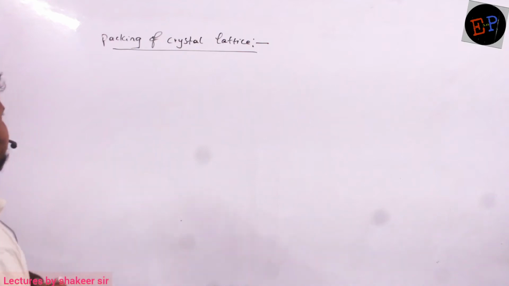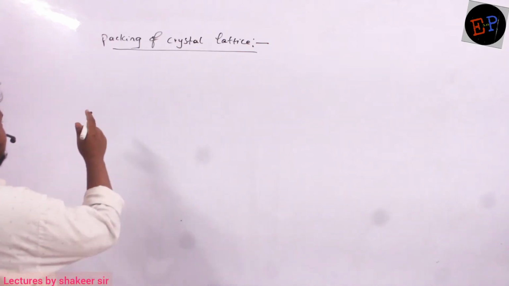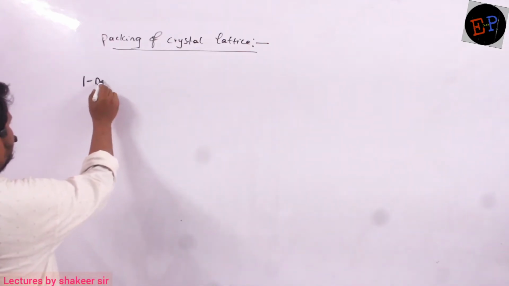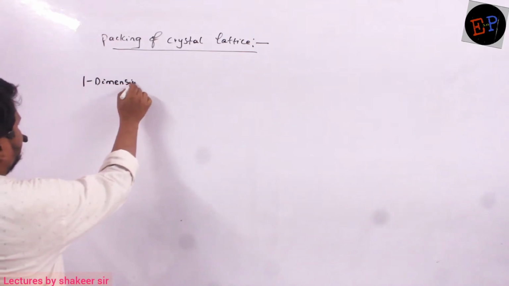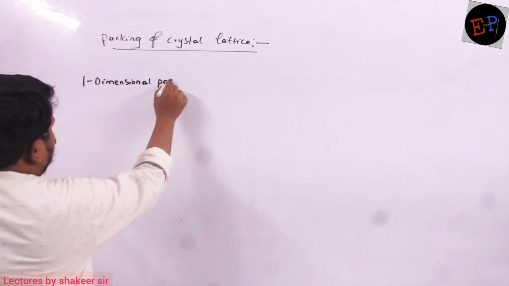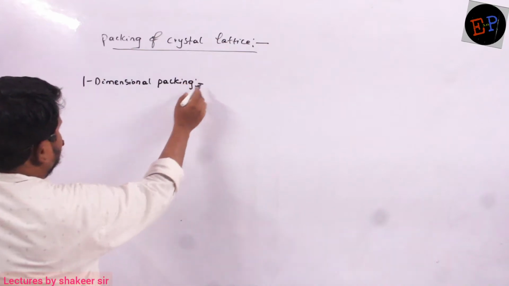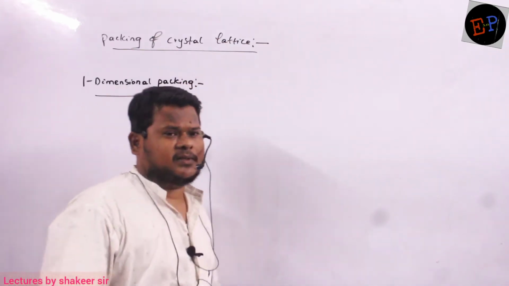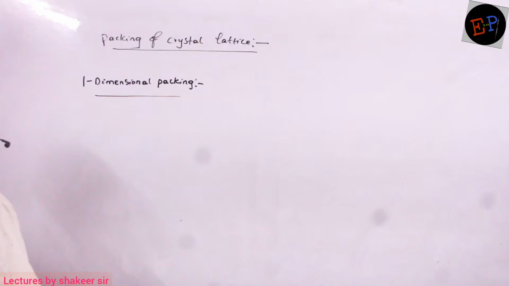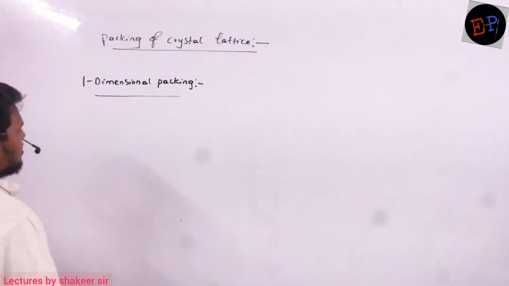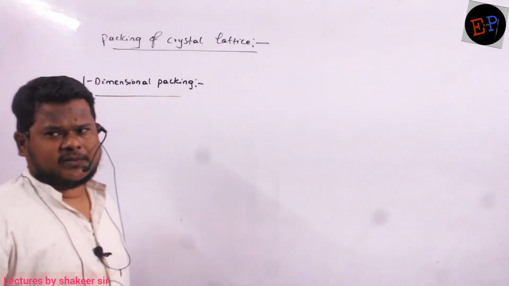Are you able to understand? Packing can be of many types. First of all, we will study one-dimensional packing. What is meant by packing? Arrangement of cells is nothing but packing. So first, what is meant by one-dimensional packing?